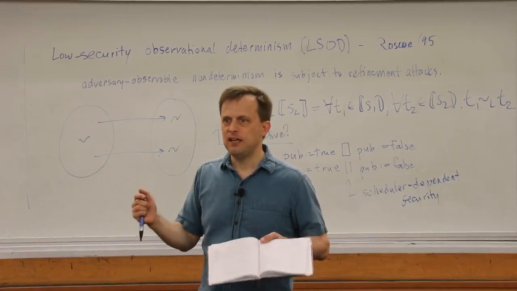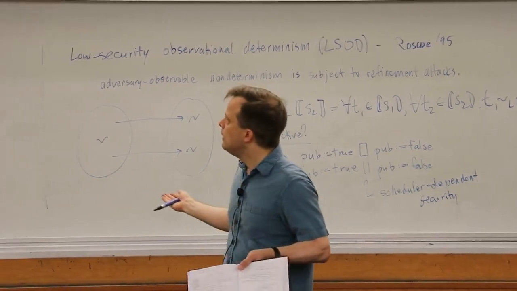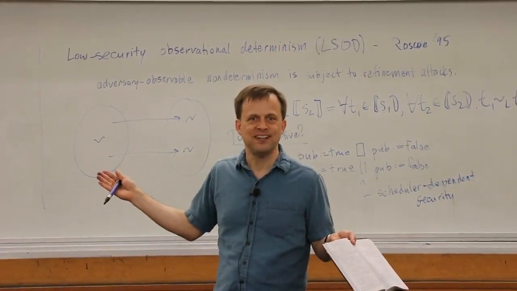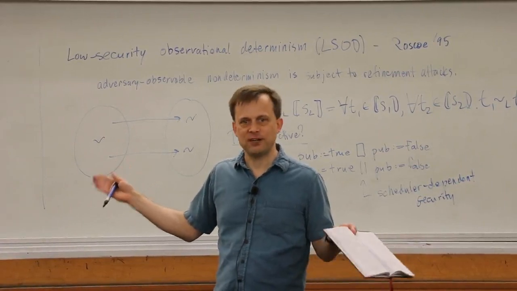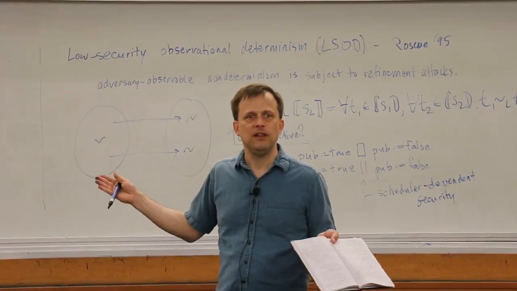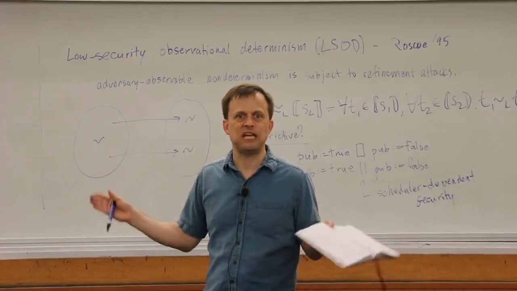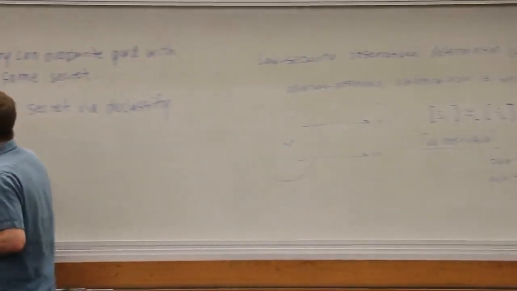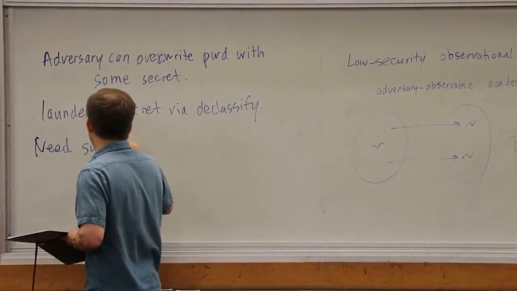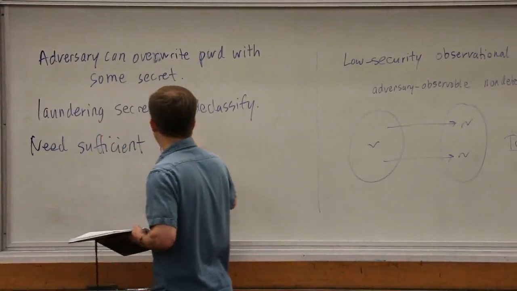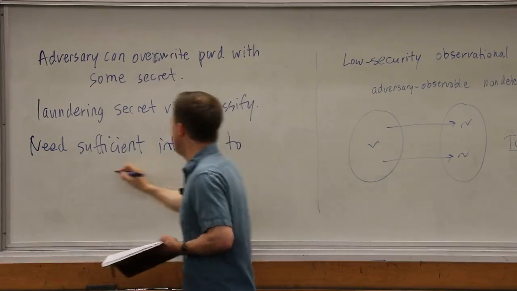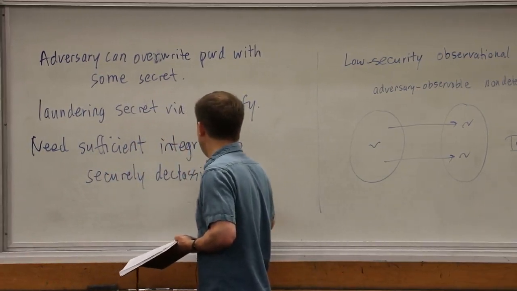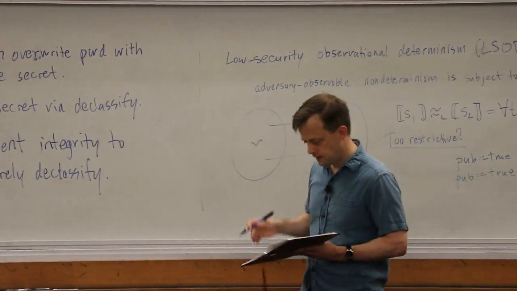And so what that's telling us is that up until now, integrity and confidentiality are just kind of these independent dual things that have no interaction with each other. But what we just saw is, actually, they're connected. Once we have downgrading in the picture, they actually need to have some relationship to each other in order for that downgrading to be okay. Okay, so we need sufficient integrity in order to be able to securely declassify. That's the key thing. Okay?